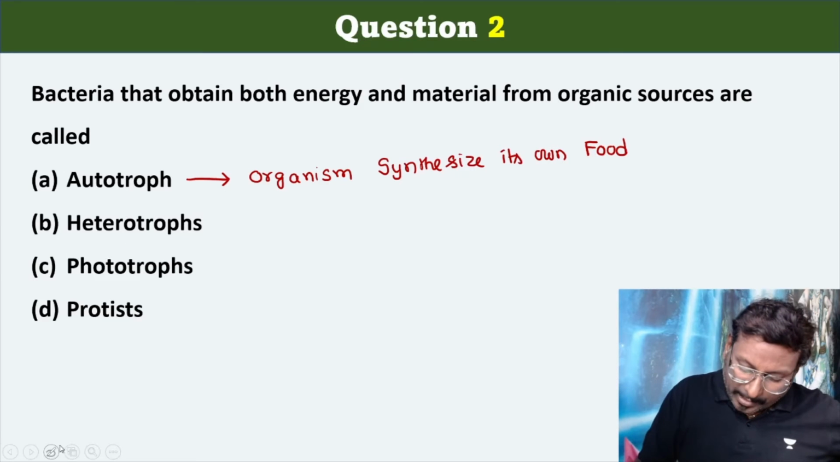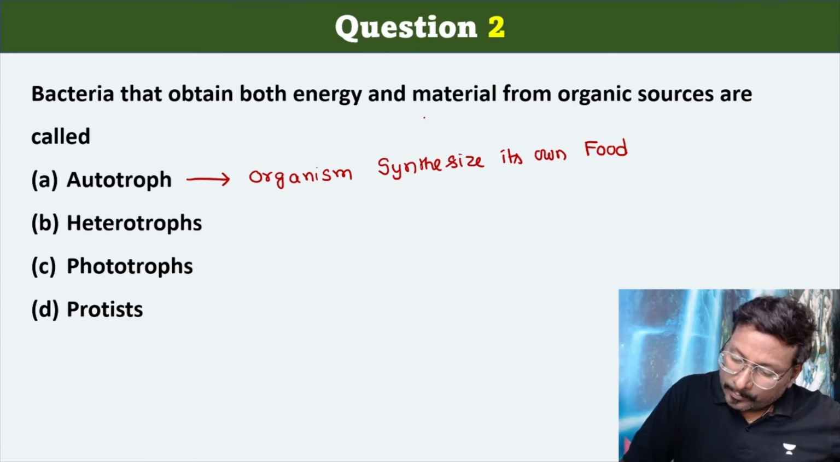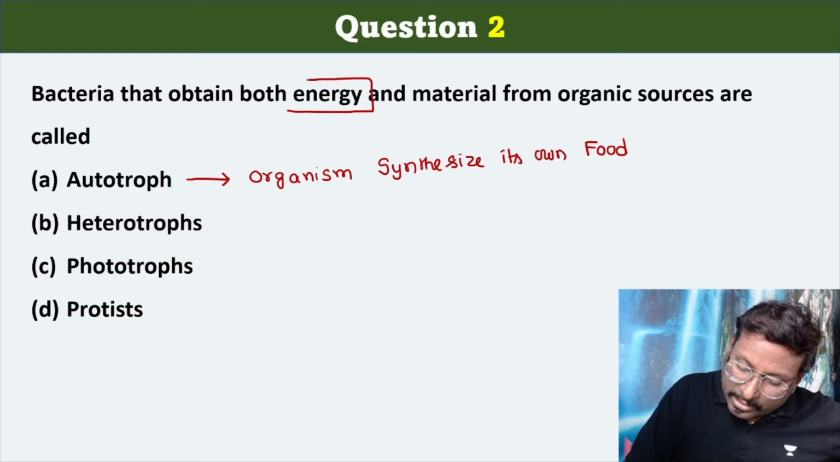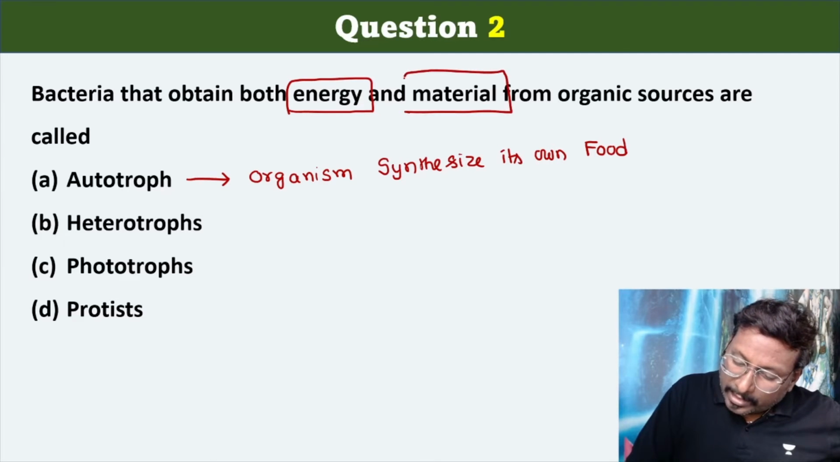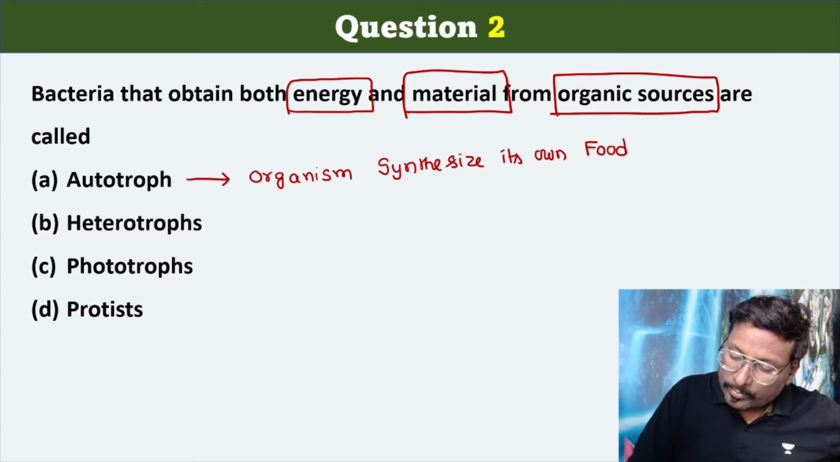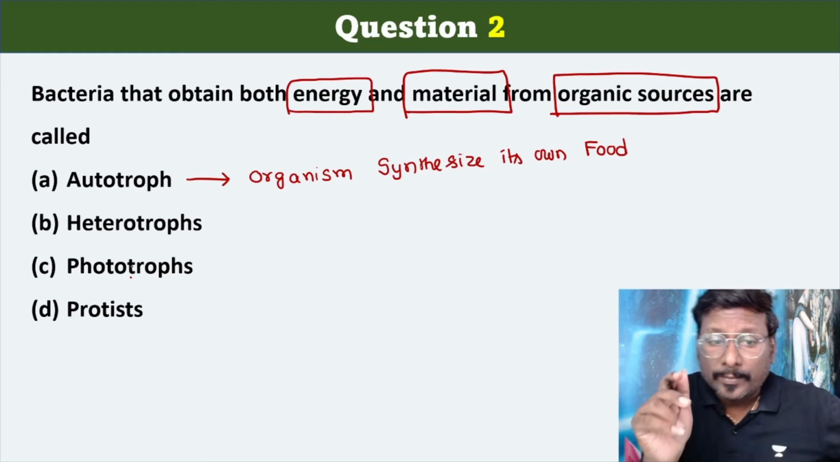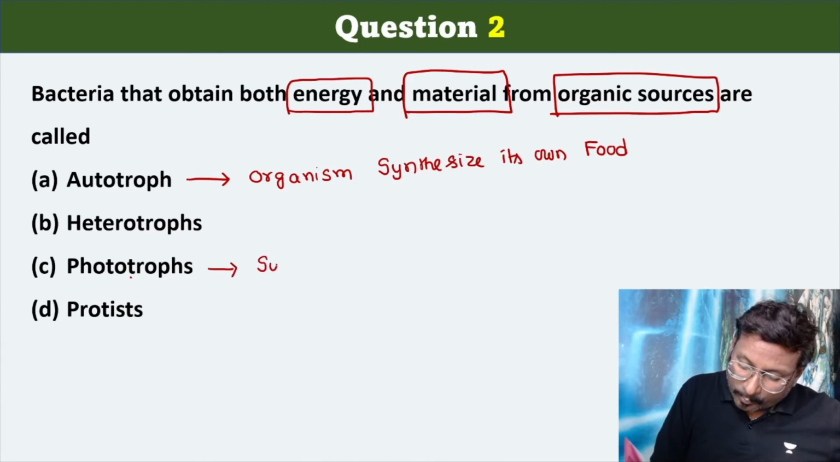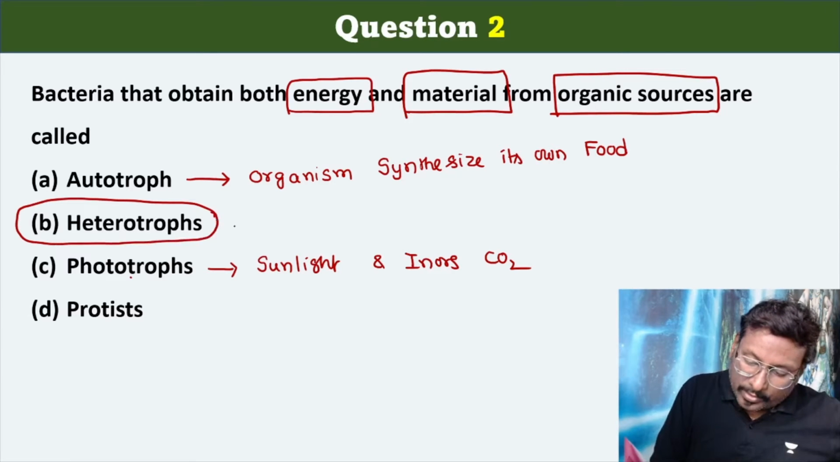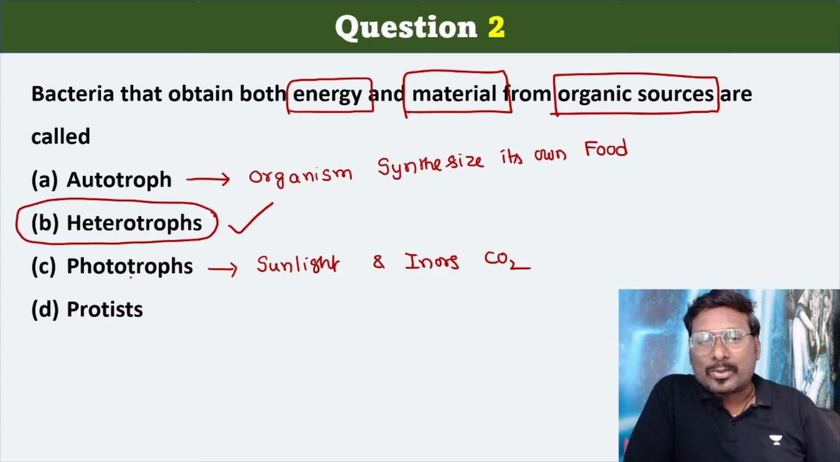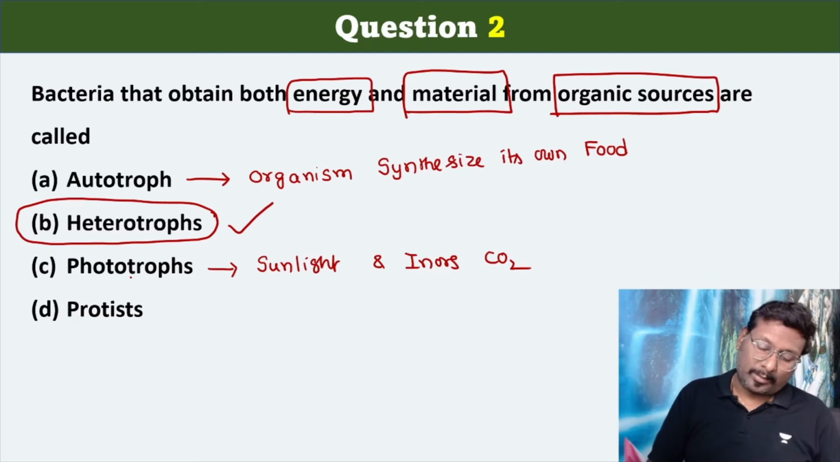So what is the question? Bacteria which obtain both energy and material, energy is also obtained, material is also obtained from organic sources. So in phototrophs, energy from sunlight, material from inorganic sources, inorganic and carbon dioxide. But a heterotroph is the organism which gets energy and material from organic sources. So the answer is B. This much depth of concept they are asking. Please check it out.